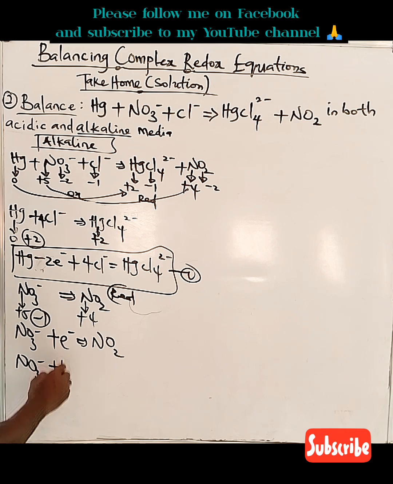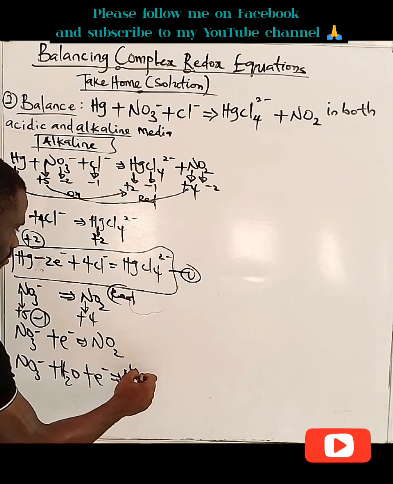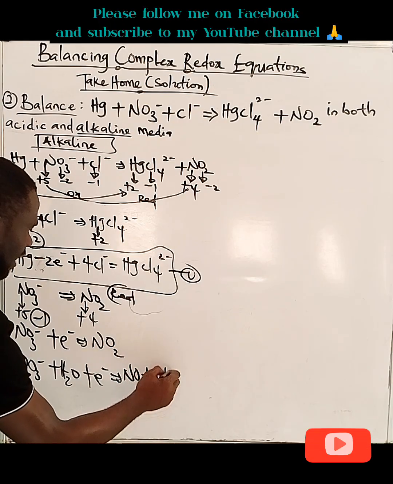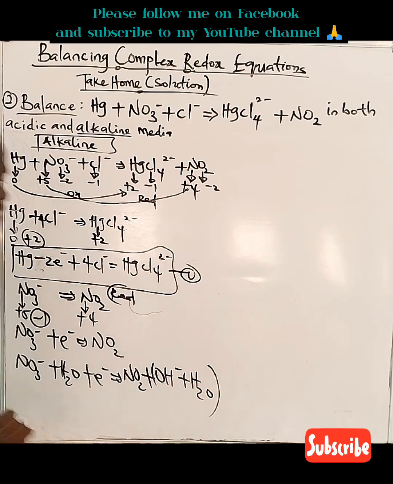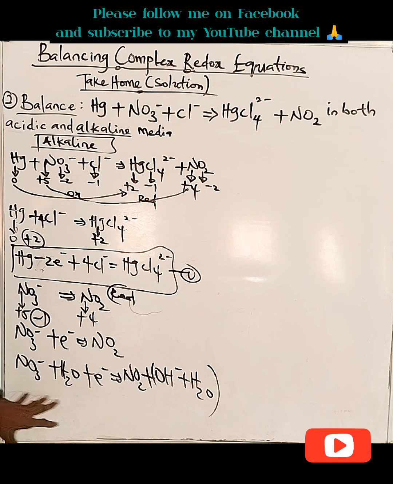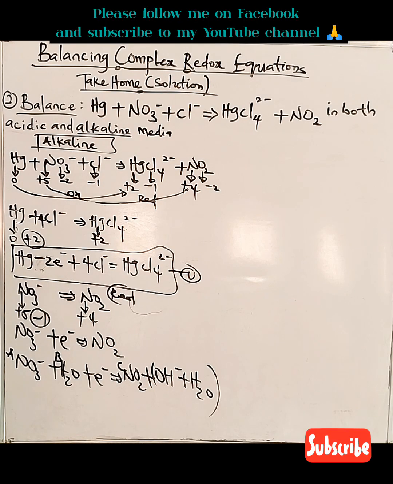NO3 minus plus H2O, then plus this electron, equals NO2 plus OH minus, the hydroxyl ion, then plus H2O, the water molecule. Quickly, we're going to be using the algebraic method to balance this. So let's do that. This is A here, this is B here, and this is C here. I'm going to be leaving this one out. Let's use the algebraic method.